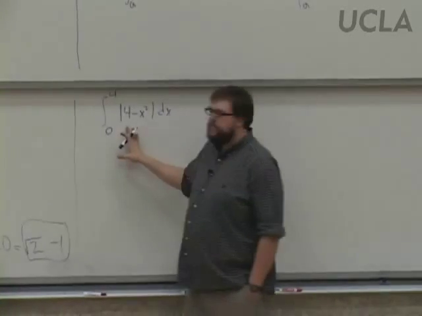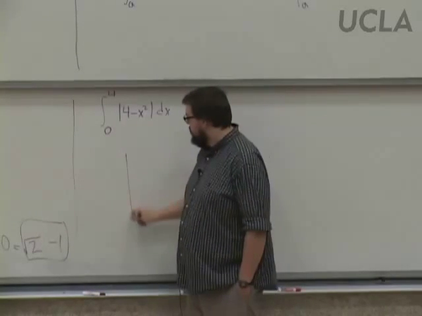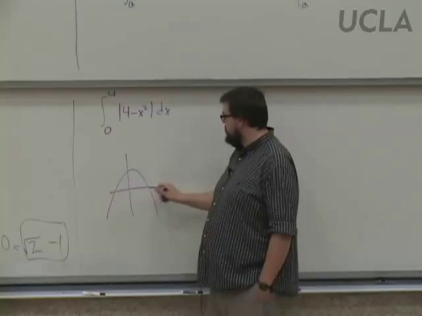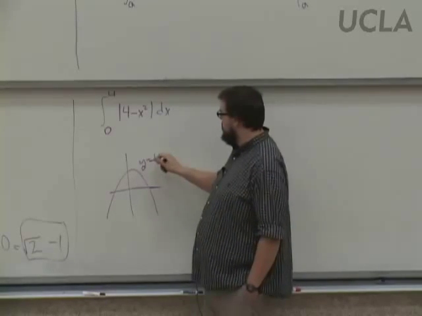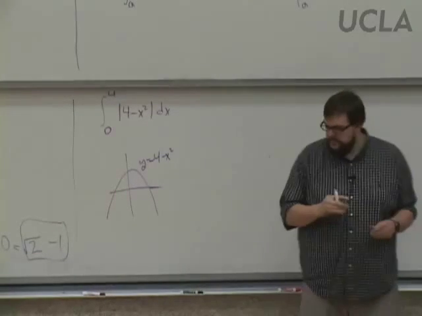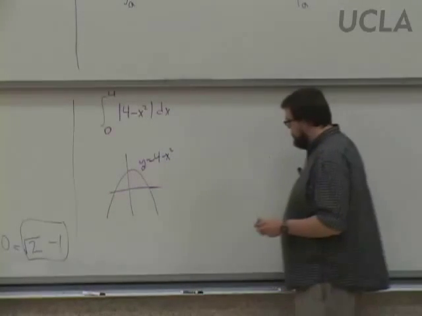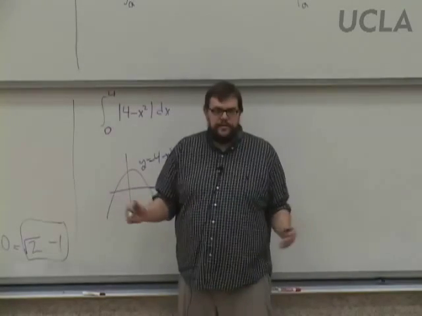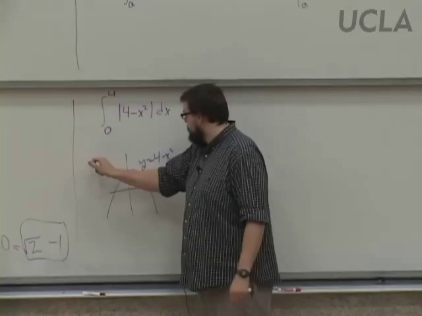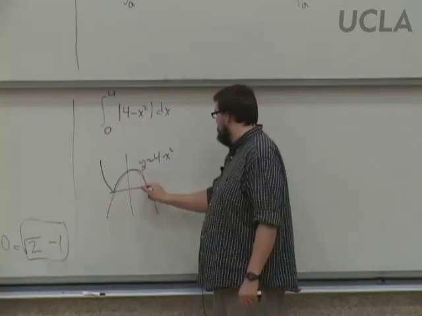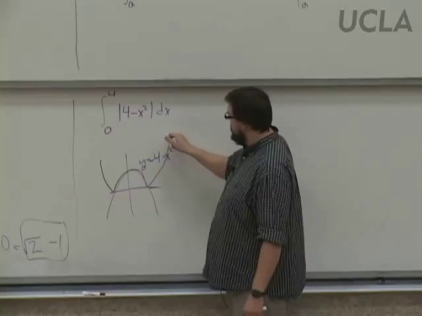How do we think of the absolute value of 4 minus x squared? Well, 4 minus x squared, if I were just to look at the graph y equals 4 minus x squared, it would look like this. What does the absolute value of 4 minus x squared do? Well, essentially it says anything that's negative, I turn positive. So the absolute value of 4 minus x squared looks like this.